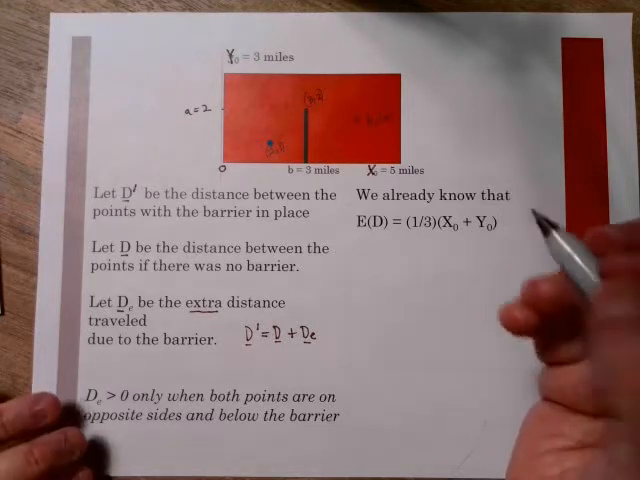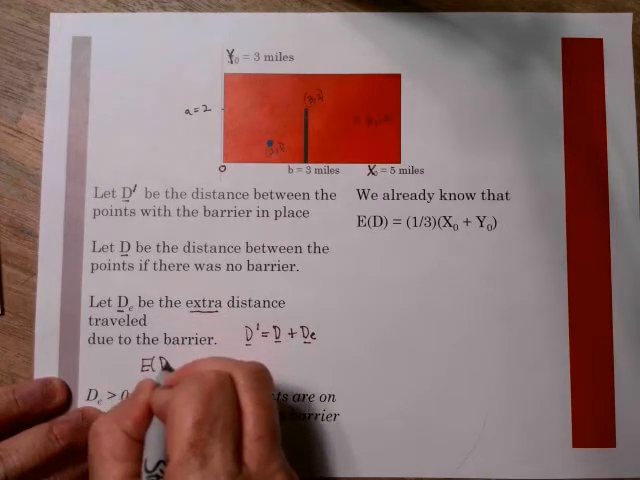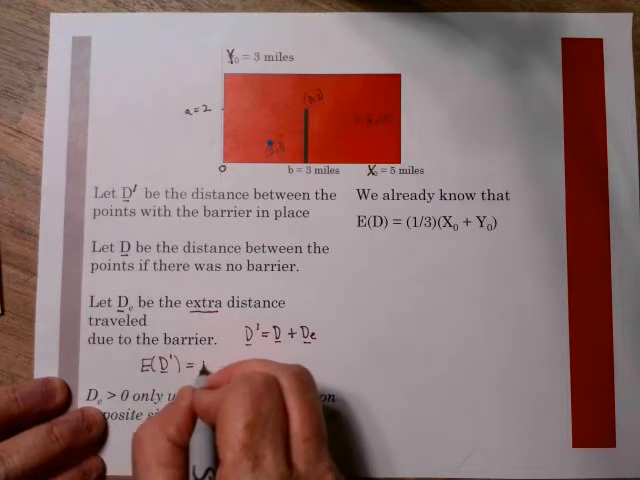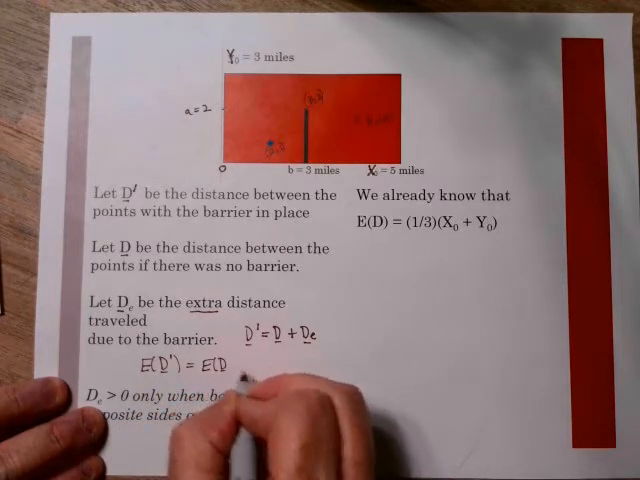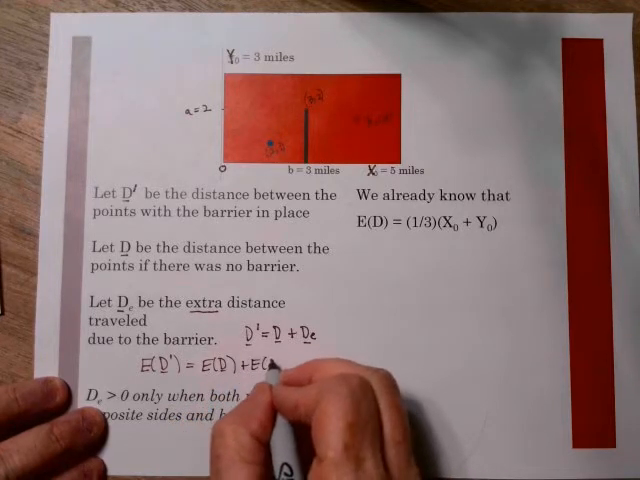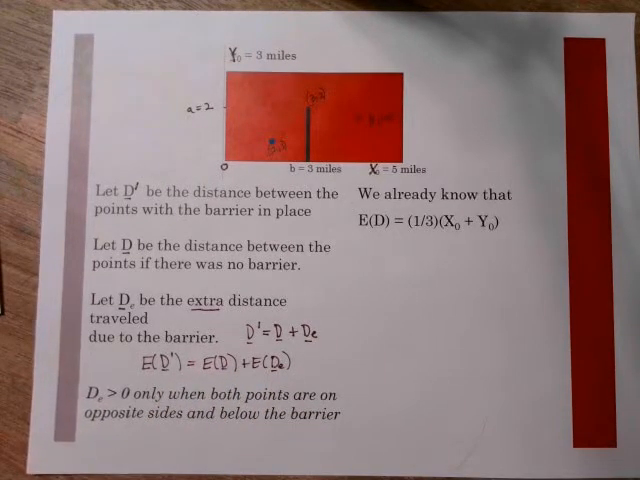And then we can go up here, or we can do it down here, I guess. We can say, okay, so the expected distance between the 2 points with the barrier in place is just going to be the expected distance without it plus the expected extra distance. So what we're doing here is we're breaking this problem down into little pieces that we can chew.